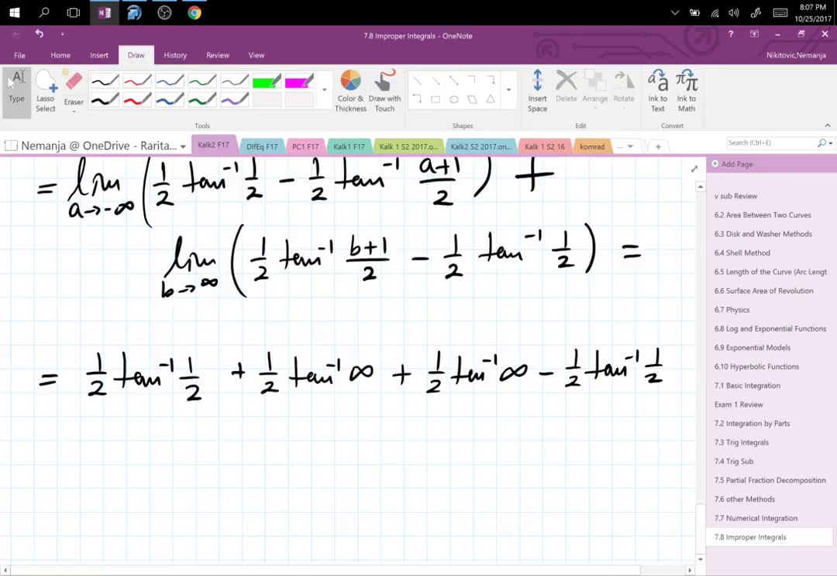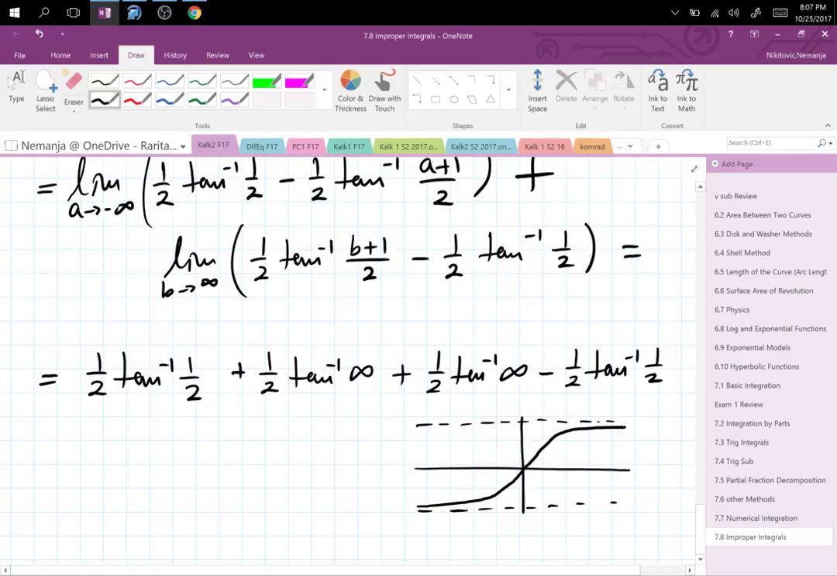Now, if you don't remember the graph of tangent inverse, then you are not paying attention when I told you to make sure you know it. The tangent inverse graph looks like this, and you see that as x goes to positive infinity, the y caps at what value? Very good. Pi over 2.